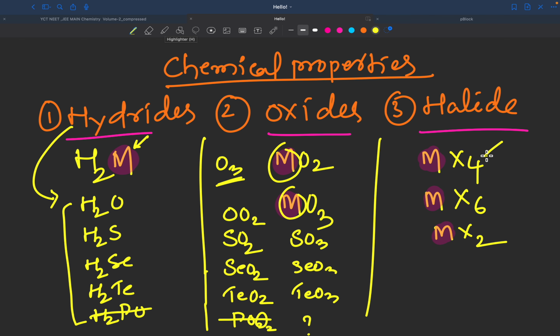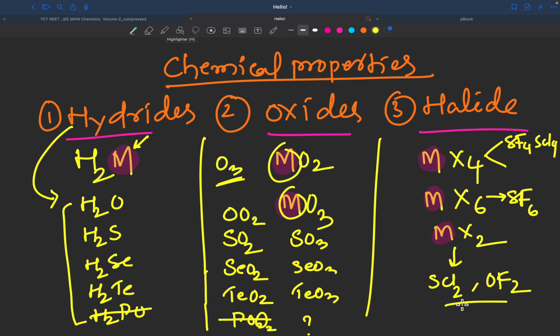So these are the general halides. MX4 type of halides very well known are SF4 and SCl4. The most famous example everybody knows is SF6. MX2 type, you have SCl2, and OF2 type of compounds are there too. So these are the general chemical properties we should talk about.